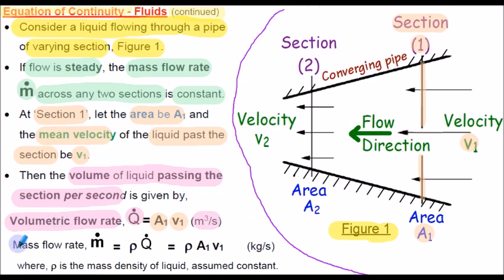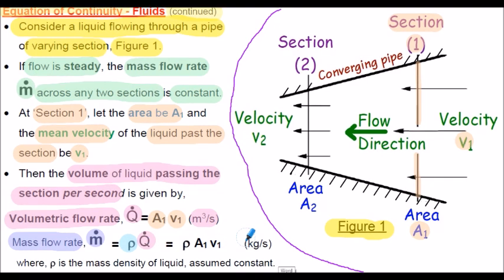To calculate the mass flow rate, usually denoted by symbol m dot, that's the mass density, symbol rho, multiplied by the volumetric flow rate, Q dot. Or the mass flow rate can be written as rho multiplied by A1 multiplied by V1. The SI unit of mass flow rate is the kilogram per second. Just note for reference that the mass density of the liquid is assumed to be constant as it flows from section 1 to section 2 of the diagram here.